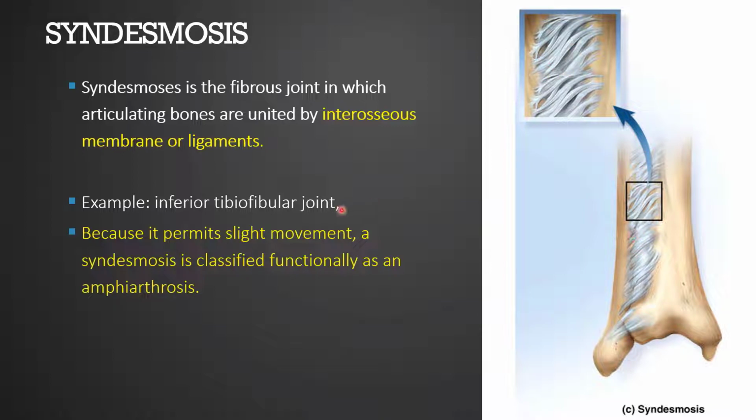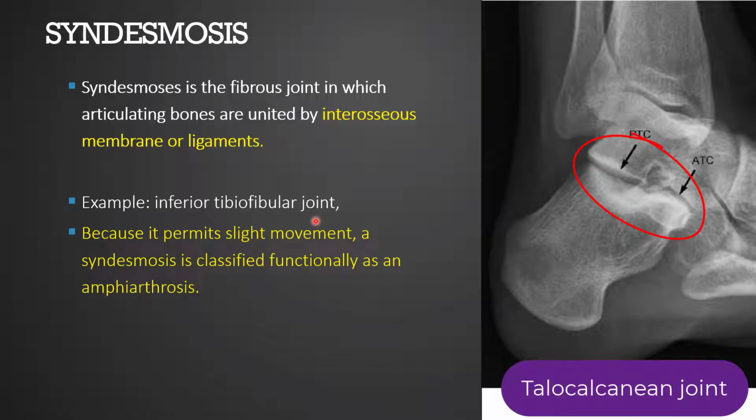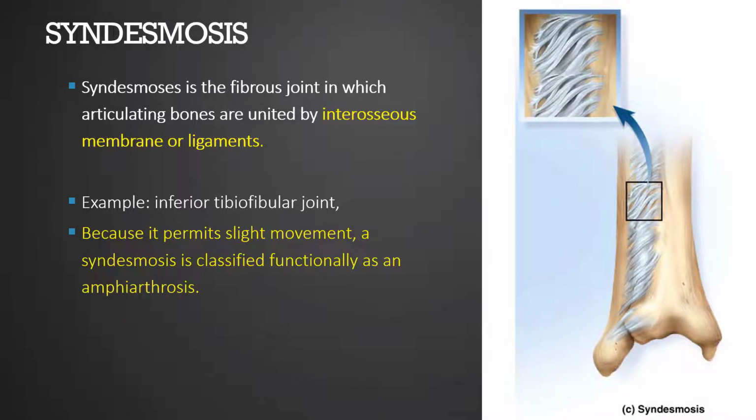Okay, so the examples you have to remember, they are the interosseous ligament as present in the tibiofibular joint, and the next type is interosseous talocalcanean ligament. So this is all the bones of the lower limb.